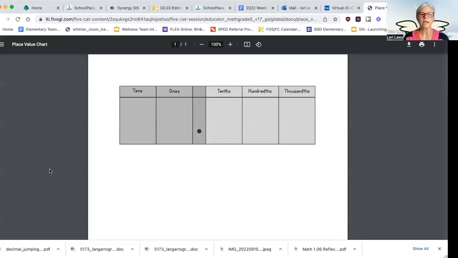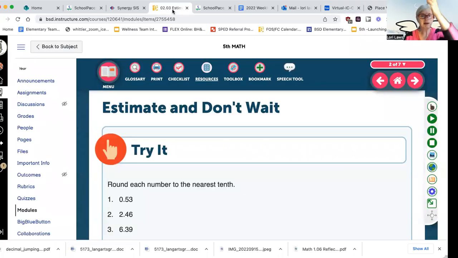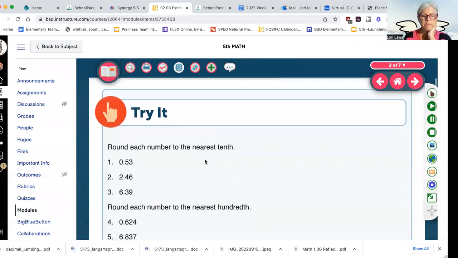Let's take a look. If it were me, I might even open this up in a separate window and just have it handy in case I need to flip back to it to remind me where are the tenths, where are the hundredths, where are the thousandths. I think you know your whole numbers place value, but these tenths, hundredths, and thousandths, we need to pay attention to. So right now, this is a separate window. I'm going to go back to my lesson, and it says estimate and don't wait.